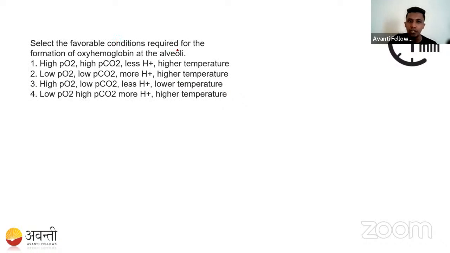Select the favorable conditions required for the formation of oxyhemoglobin at the alveoli. Okay. So we have our options: high partial pressure of O2, high partial pressure of CO2, high hydrogen ion, less hydrogen ion, high temperature. Option one: low partial pressure of O2, low partial pressure of carbon dioxide, more hydrogen ions, higher temperature. Option two: high partial pressure of O2, low partial pressure of carbon dioxide, less hydrogen ions, lower temperature. Option three: low partial pressure of O2, high partial pressure of carbon dioxide, more hydrogen ions, and higher temperature. Here are your options. So I launch the poll now.